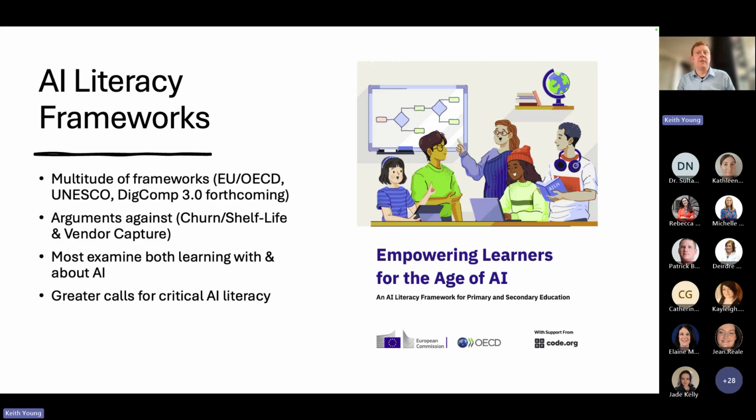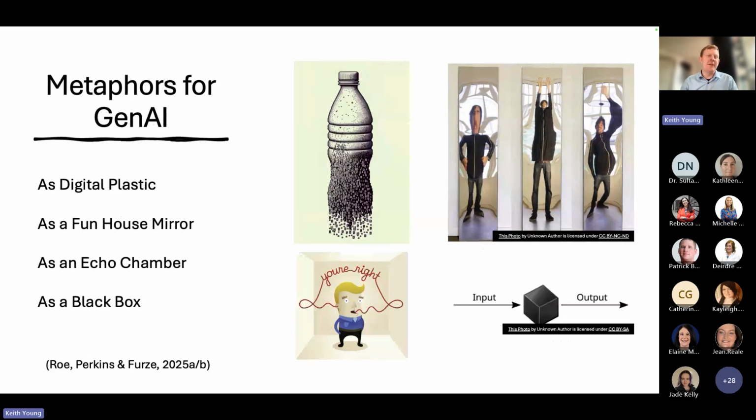And from that perspective, there's a lot of great calls that are happening around the development of critical AI literacy. And one paper that I do love that really enables the idea of exploring critical AI literacy with learners of all levels, it depends on which one you would want to choose, is the idea of using metaphors to explain generative AI. These come from Roe, Perkins and Furze, the same authors behind the AI assessment scale. They explore the idea of generative AI as digital plastic, in terms of it creating synthetic data or AI slop that could flood the internet and damage our epistemic ecosystems.